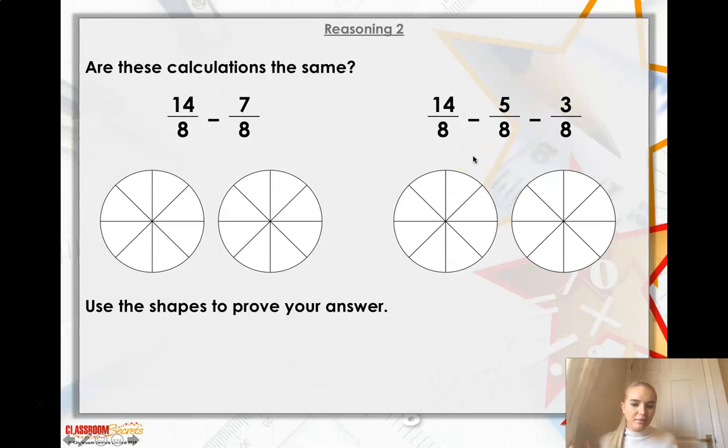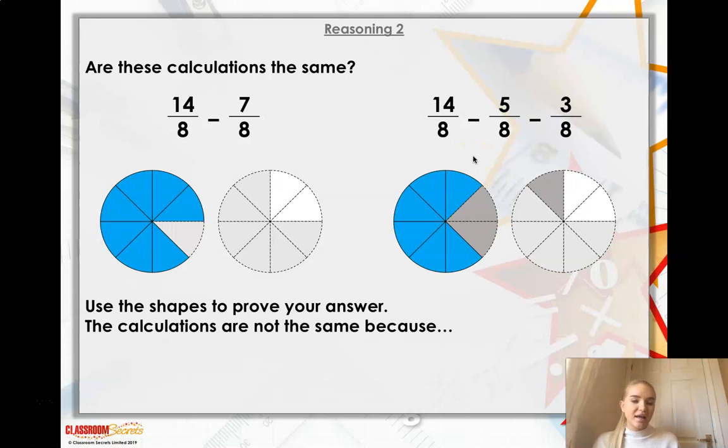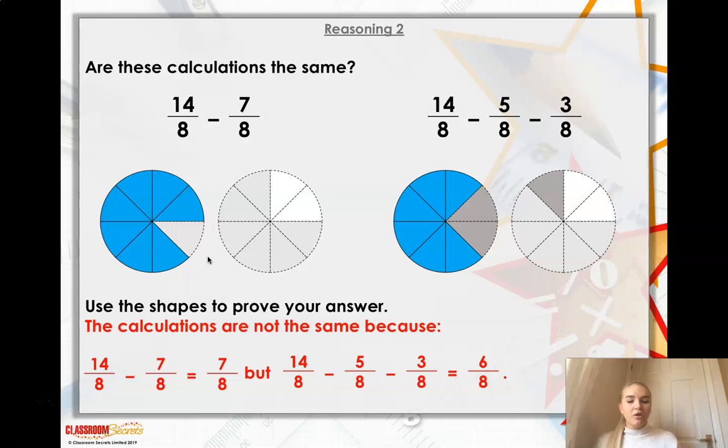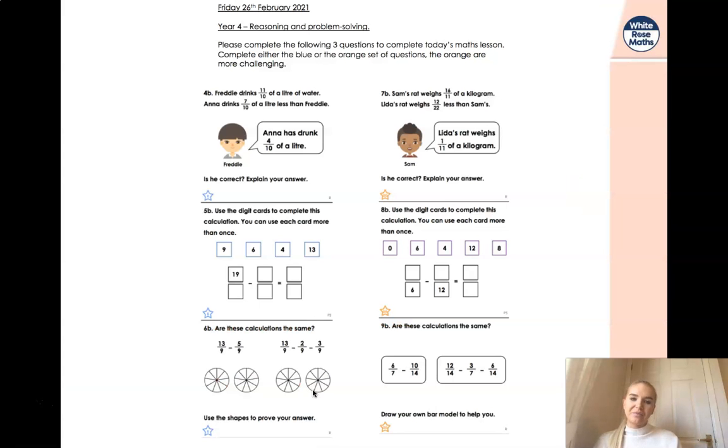Are they the same? They are not the same. Again, ignore the shapes, they're a bit confusing. Why are they not the same? Well, we've already worked it out. 14/8 take away 7/8 gives us 7/8, but our second calculation gives us an answer of 6/8. So they are definitely not the same. Thank you for helping me work that out.